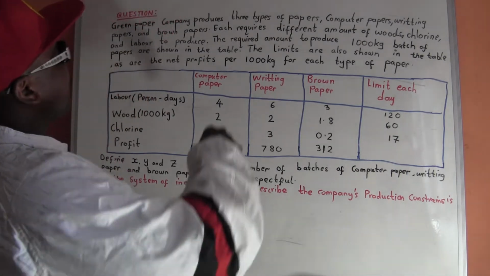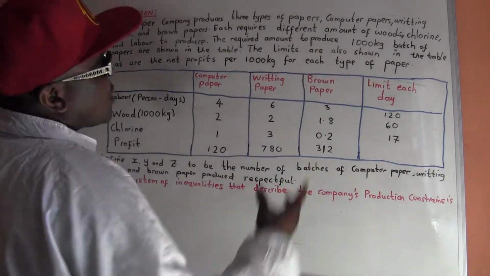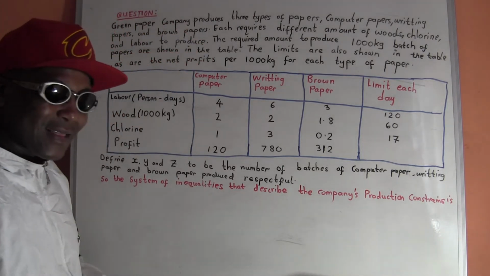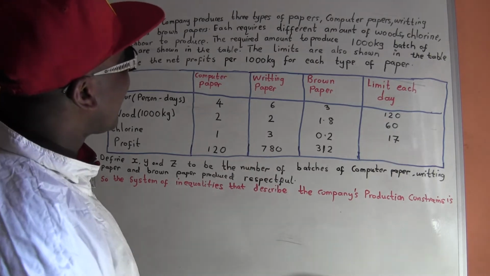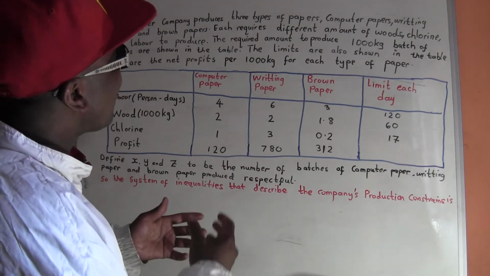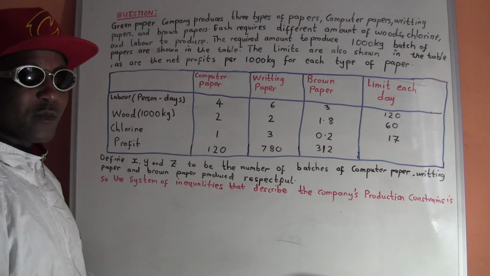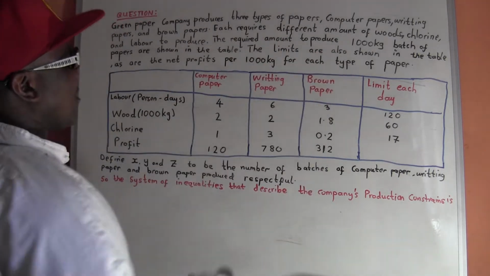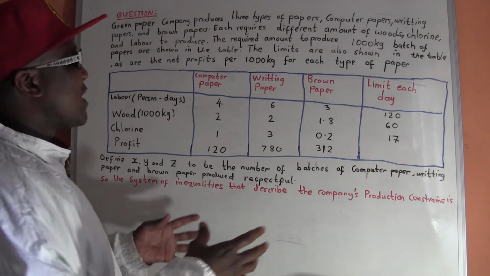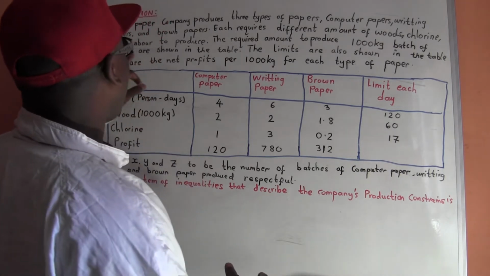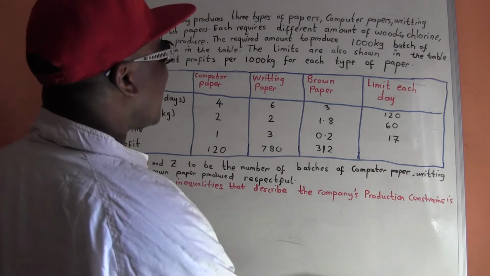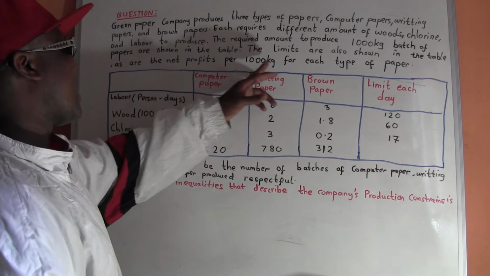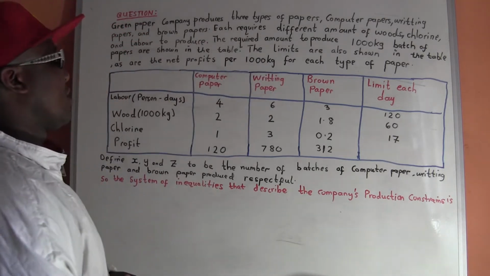Each type requires a different amount of wood. Of course, because some paper, like the brown bag, is going to need more wood and chlorine and labor to produce, meaning the workforce. The amount we need to produce a batch of 1,000 kilograms of paper is shown in the table below. The limits are also shown in the table, and the net profits for each type are shown.